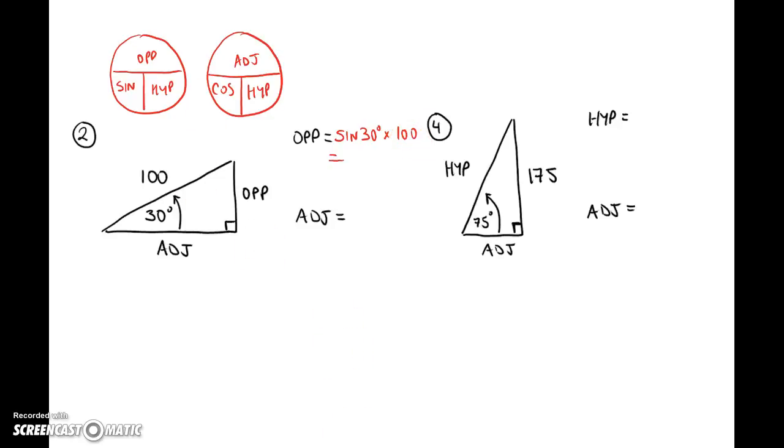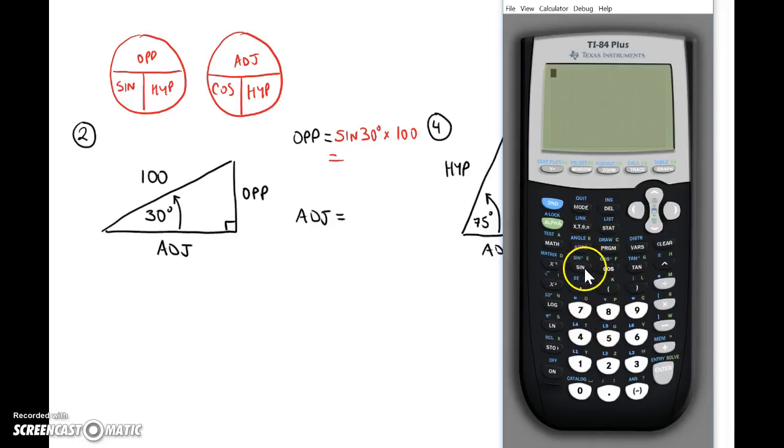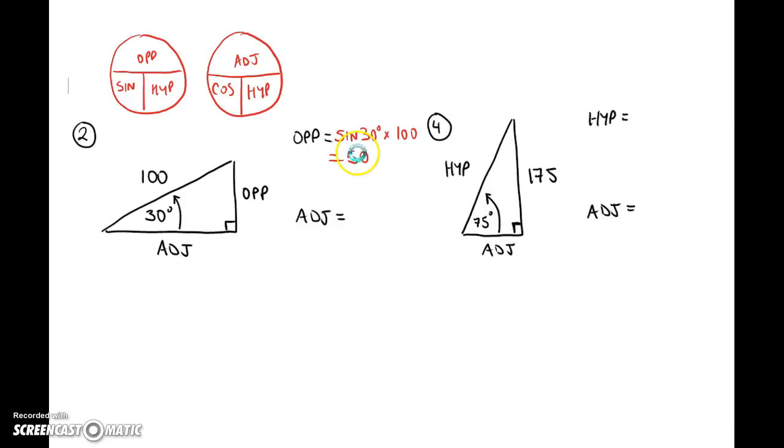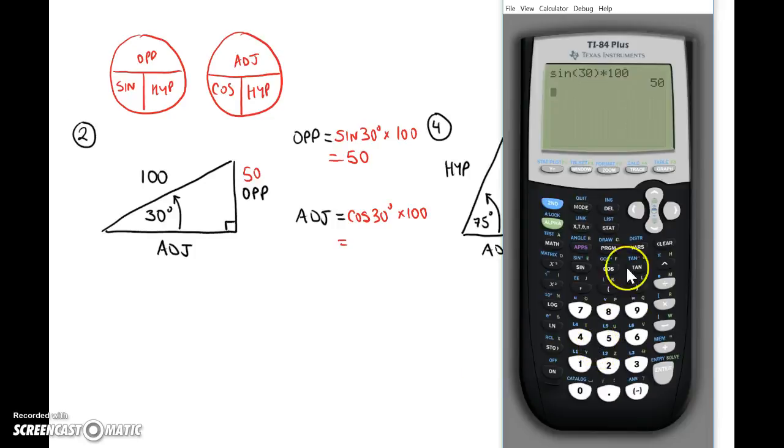So let's drop that into the calculator now that we're on degrees. We're doing the sine of 30 degrees, and we're multiplying that by 100. And that gives us 50. Okay, so the opposite here is 50. The adjacent is going to be cos of the angle, so cos of 30 degrees times our hypotenuse. Okay, let's see. So we've got the cos of 30 degrees times 100. And that gives us 86.6. We'll do 86.60 because the next digit is a 2, so we won't round up.